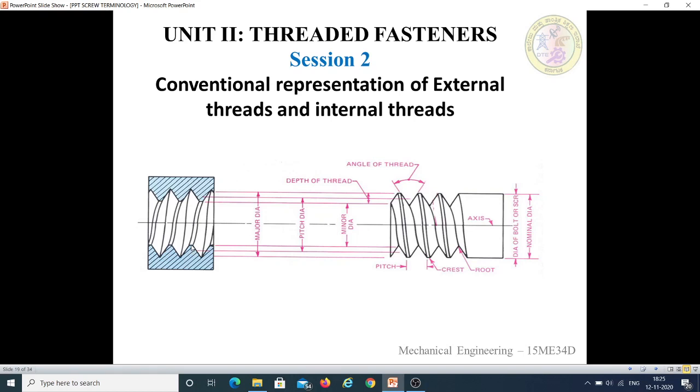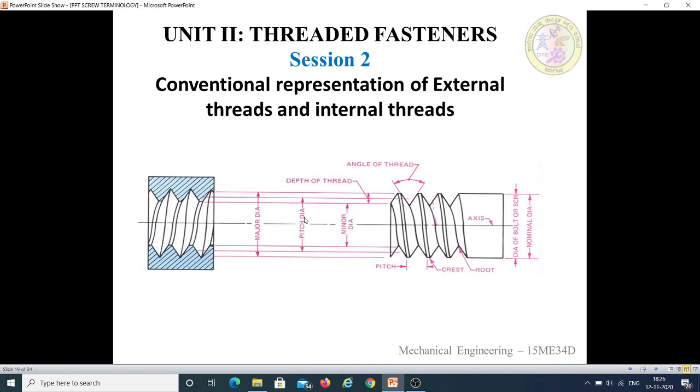The next one is root. It is the edge of the thread surface nearest to the axis in the case of external thread and farthest from the axis in the case of internal thread. This is the root, farthest from the axis in the case of internal thread. This is the root, nearest to the axis in the case of external thread.